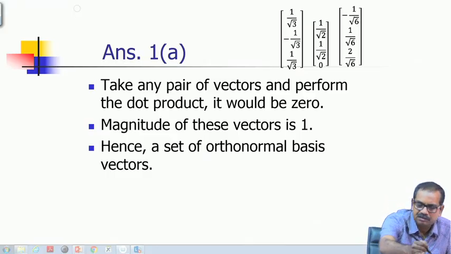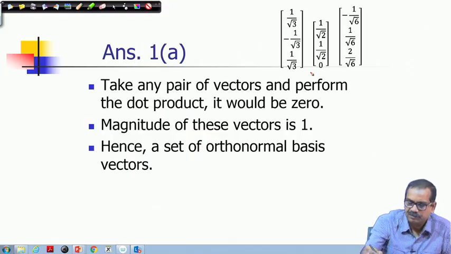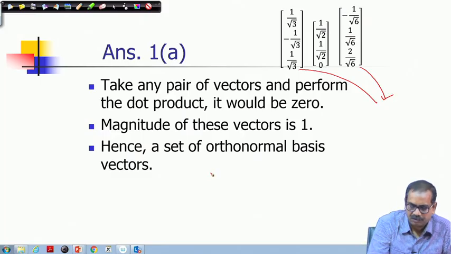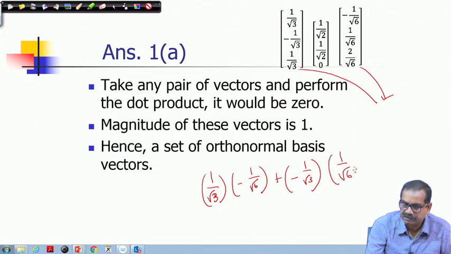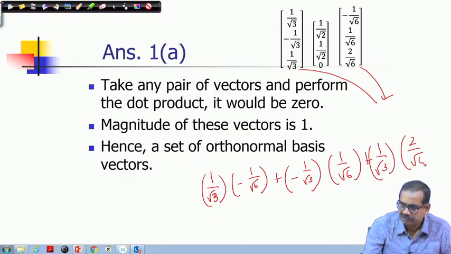Let me give you one example. Suppose I have taken this vector and this vector. The dot product of these vectors is 1 by root 3 into minus 1 by root 6, plus minus 1 by root 3 into 1 by root 6, plus 1 by root 3 into 2 by root 6. You will see that these are the 2 negative terms.